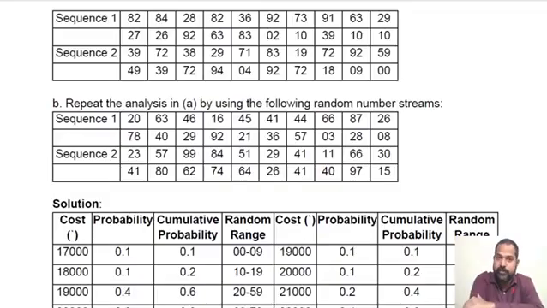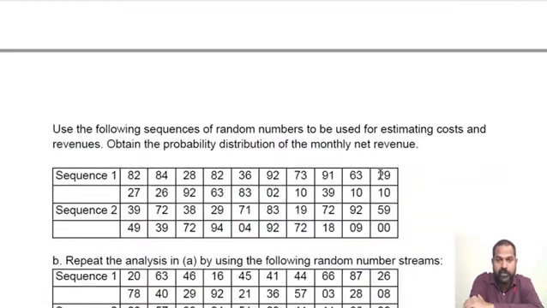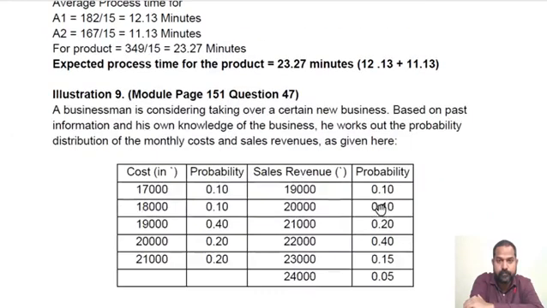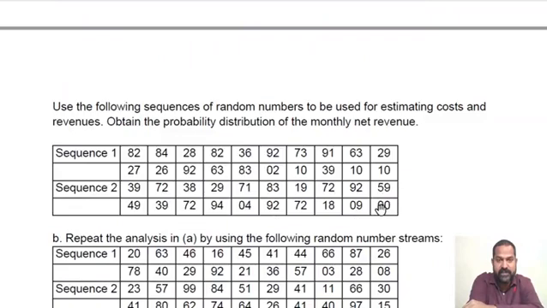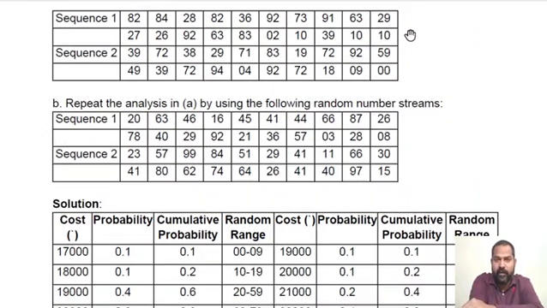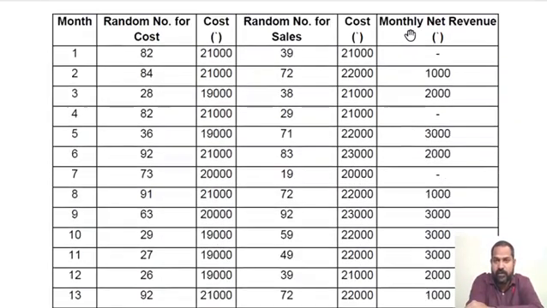Let's come back to the question. What does the question say? Use the following sequence of random numbers to be used for estimating cost and revenue. Obtain the probability distribution of the net monthly revenue. Done. I don't think there is any analyzing asked to be done. They are also expecting the last column, which is the net revenue. And that is what we have given them.